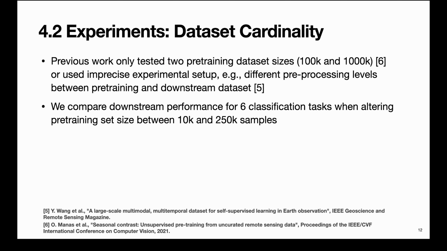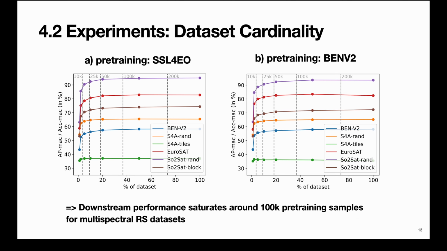Previous work on multispectral remote sensing SSL either tested only two pre-training sizes or relied on imprecise experimental setups, such as mismatched pre-processing levels between pre-training and downstream data. In the third experiment, we systematically varied the pre-training dataset size from 10,000 to 250,000 samples. Across pre-training datasets, we observed that downstream performance saturates around 100,000 pre-training samples. Beyond this point, adding more images to the pre-training does not yield consistent gain.